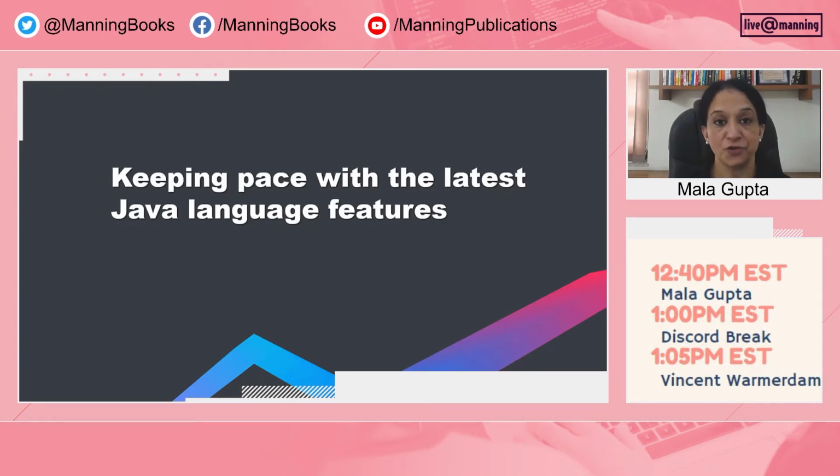IntelliJ IDEA has a 4-month release cadence and it can very well keep up with the 6-month release cadence of Java. This essentially means that you get a lot of assistance when you try to use new language features in Java. Let's work with an example.